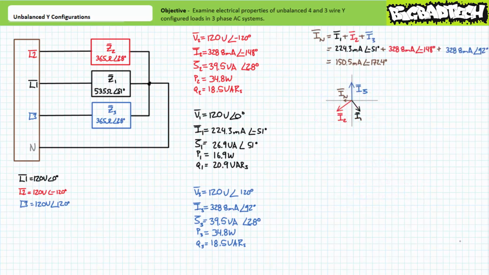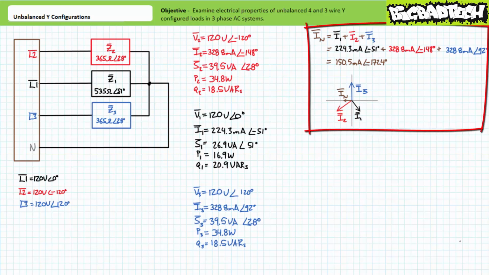Let's now examine current in the neutral line for an unbalanced 4-wire Y configuration. Our previous Kirchhoff current law analysis of IN suggested that IN equals I1 plus I2 plus I3. Substituting our given values yields IN to be approximately 150.5 milliamperes at an angle of negative 172.4 degrees. For your visual thinker, the phasor diagram of all the currents shows that IN appears to be the offset or imbalance for the 3 branch currents.